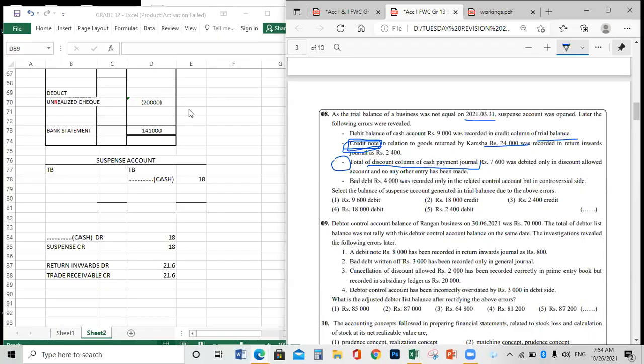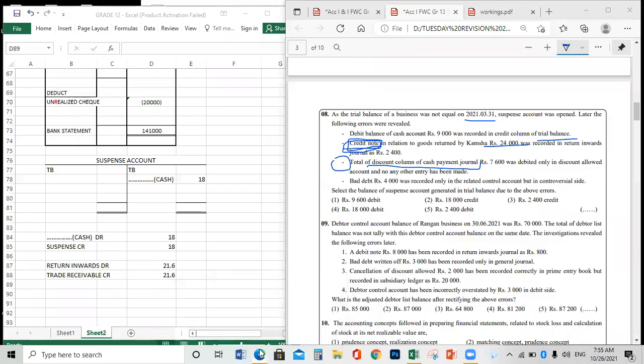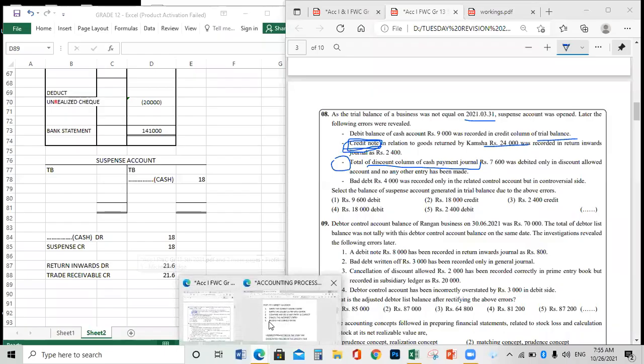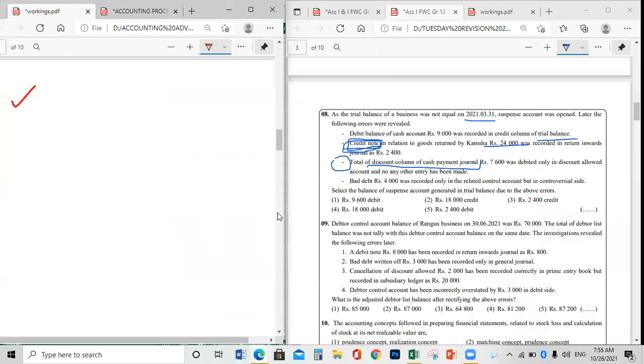Now see, this is discount received. 7,600 was debited in discount allowed account and no other entry has been made. No other entry has been made. So now tell me, what is the correct double entry for discount received? What's the correct double entry, guys, for discount received? Anyone? Y'all can unmute and tell me if you want.